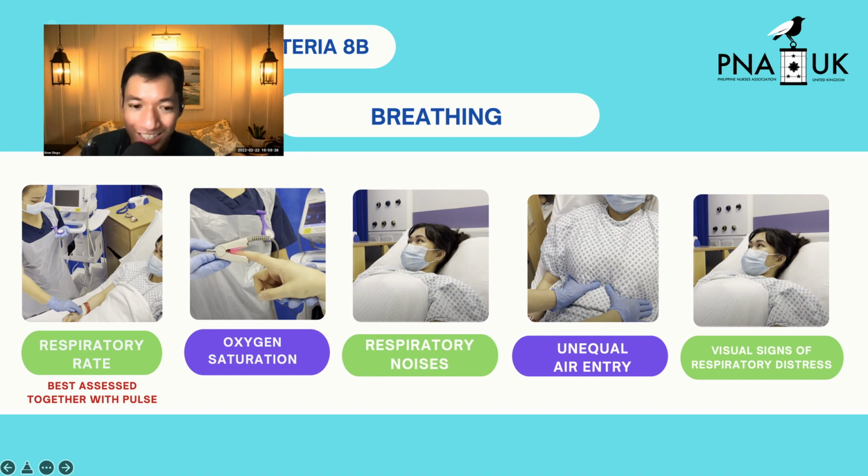Oxygen saturation. So what's the most important thing that you have to remember when you're doing oxygen saturation? You have to check the finger first for any signs of inflammation, infection, any surgery before putting the probe on the patient's finger. So oxygen saturation is pretty much easy. Next is respiratory noises.